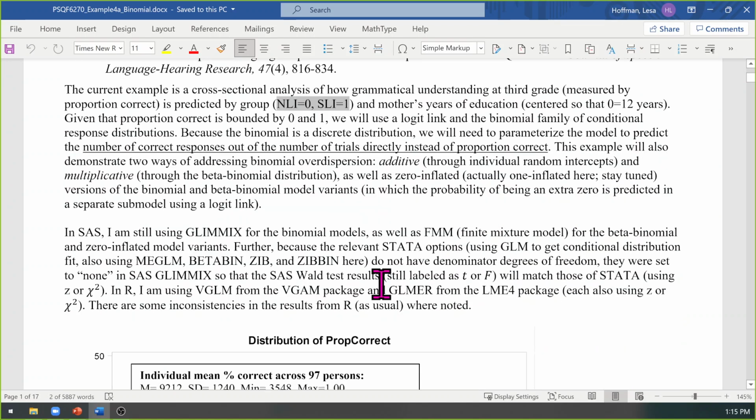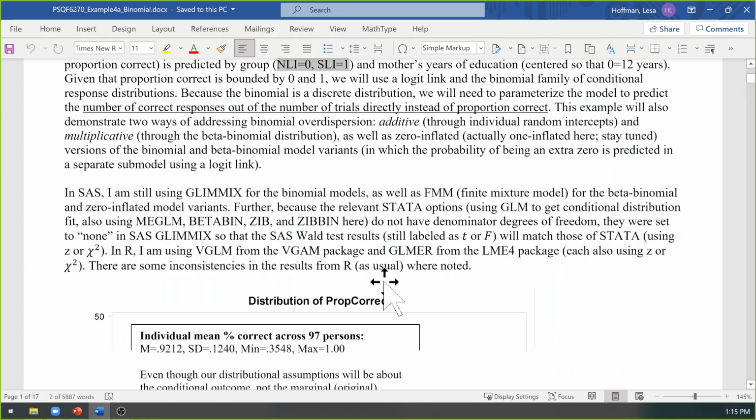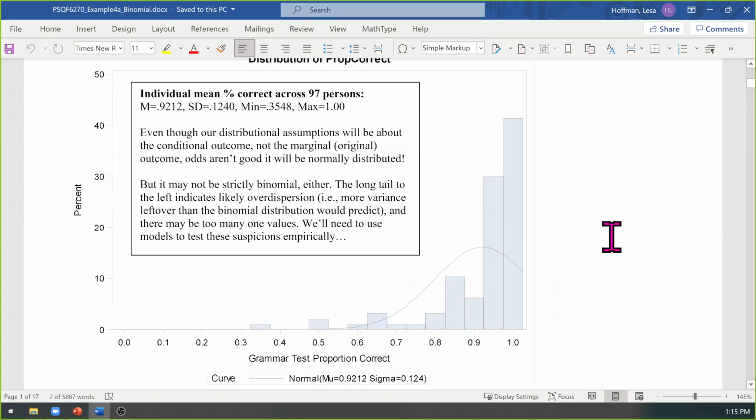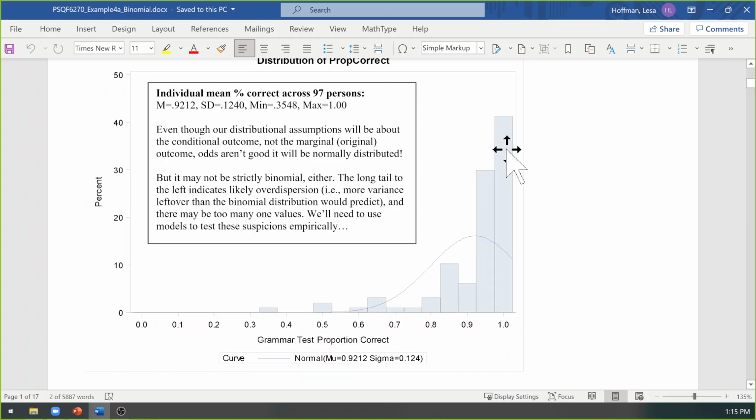And I picked this example because this is what the distribution looks like by the end of the study. So the outcome variable is proportion correct. And here is what it looks like by the time the kids hit 4th grade. Most of them have figured out how to answer the questions correctly, but unfortunately there are a few kids that are still struggling.